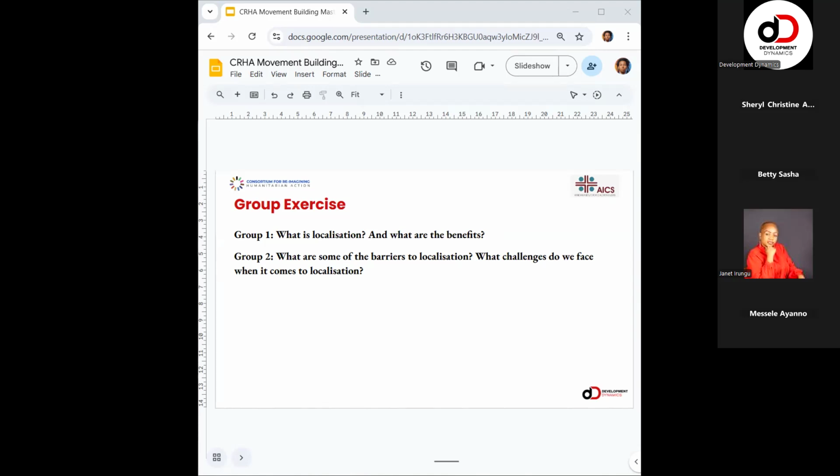Question 2 was the benefits. What are the benefits of localization? We are able to plan well to respond to crisis. We're able to facilitate community-led solutions. We're able to promote long-term recovery and development seamlessly. We are able to have sustainability, ownership, and strengthening of local capacity. We also focus on the local knowledge to be able to have sustainability. Finished.